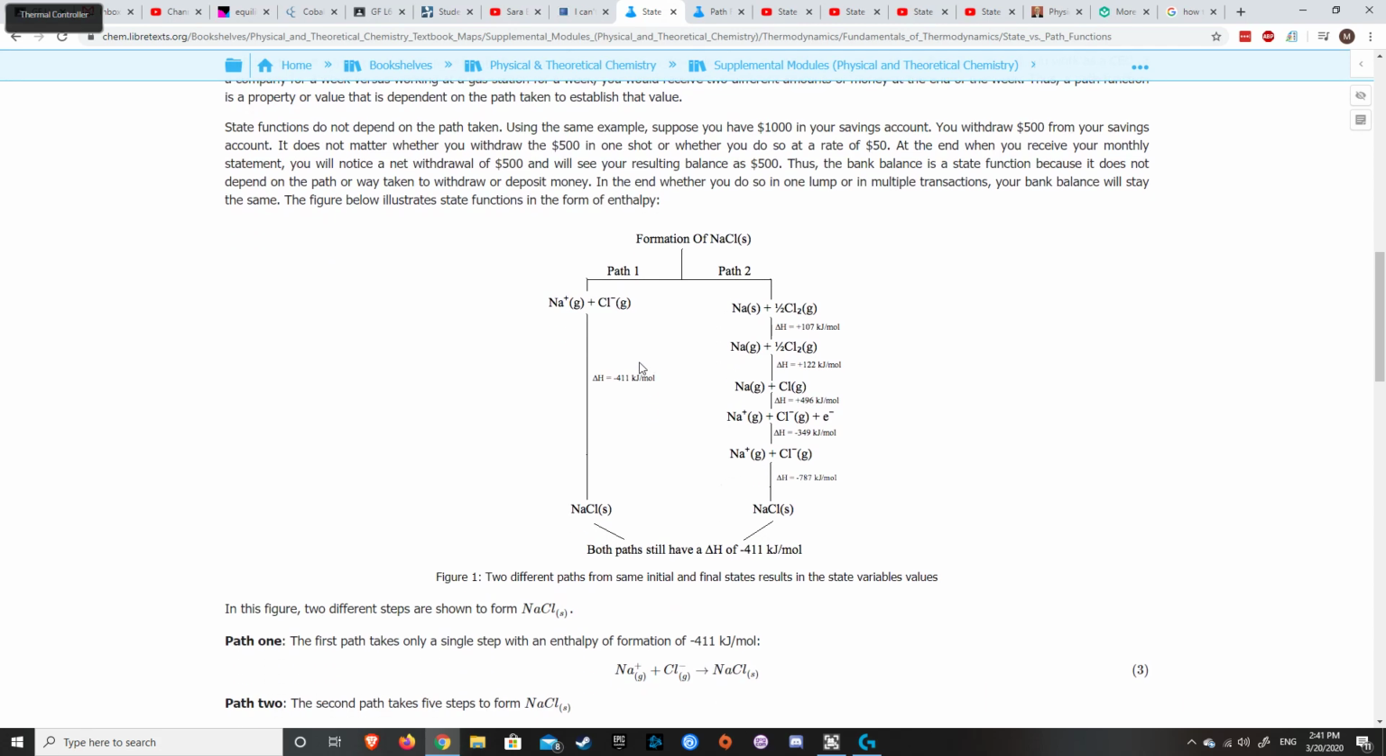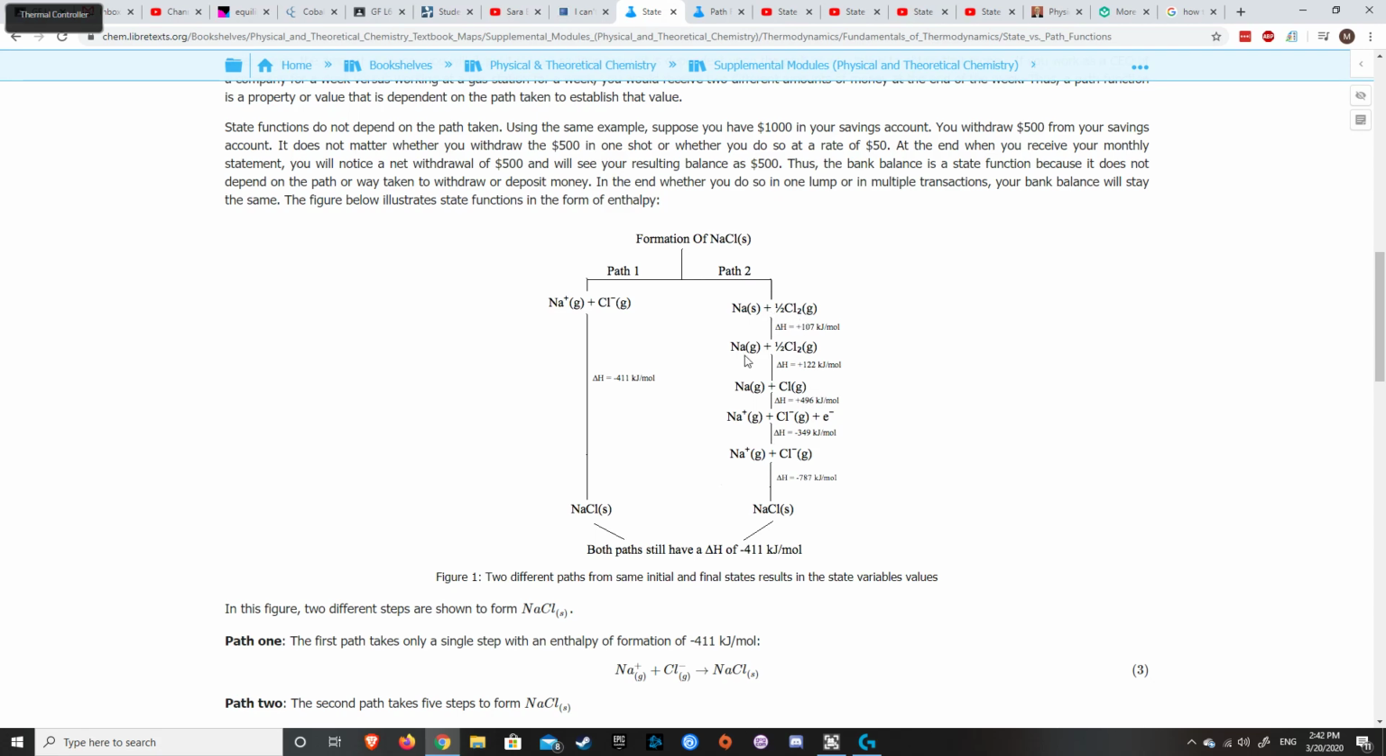We can either have sodium and chloride ions already in solution, evaporate off the solution, and the enthalpy of formation is just going to be, they come together and release 411 kilojoules. Or we can take the second path, and the second path takes a lot more steps, but our overall change in energy is going to be the exact same.